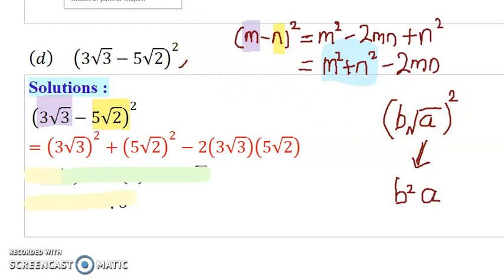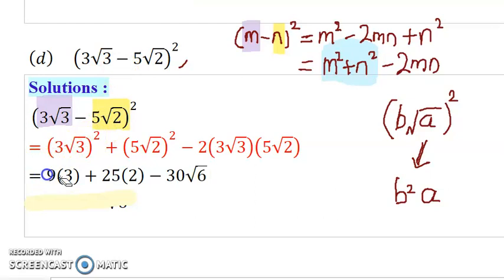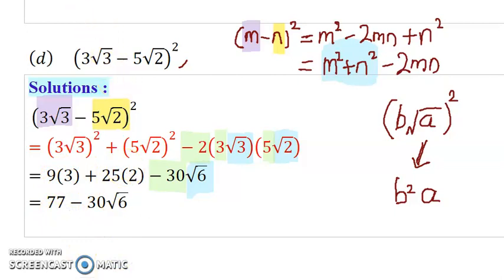Go on. So as a result, I will have it as 9 times 3, plus 25 times 2. Then behind, consider the multiplication of the integers I highlighted. Negative 2 times 3 times 5, I get negative 30. Followed by the multiplication of square root of 3 and square root of 2, we get square root of 6. Simplify everything. You have 9 times 3, 27, plus 50, 27 plus 50 is 77, minus 30 square root of 6.